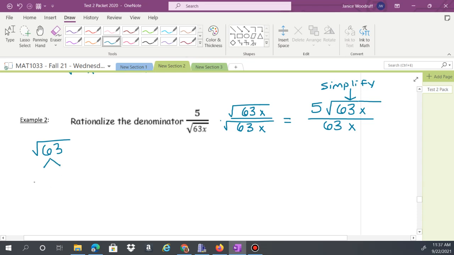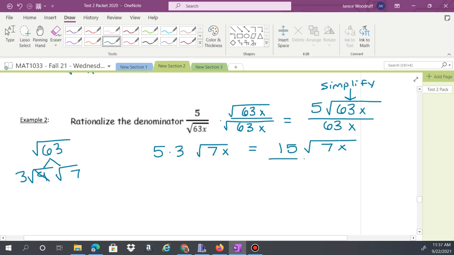What perfect square goes into 63? 9. 9 times 7 gives me 63, so that will give me a 3 root 7. Okay, which means I have this for my numerator now: 5 times 3 root 7x. 5 times 3 will give me 15. And I put that over my denominator, 63x.